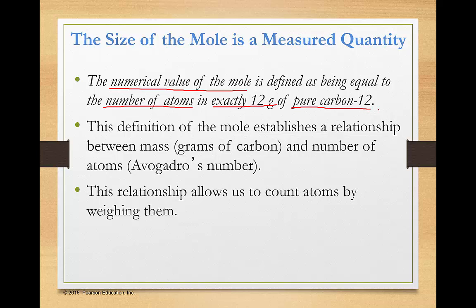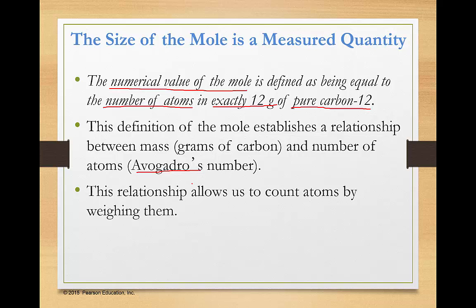That was the relationship that Avogadro established. He used carbon as a convenient counting source. It was easy to access. He had a way of determining the mass for those carbon-12 atoms, and he was able to establish that relationship, that number. Okay, so that's where it comes from.